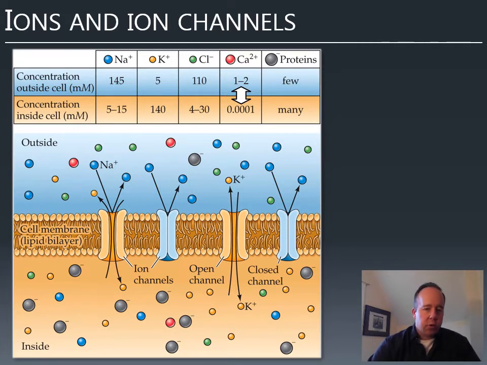And it's crucial to remember that sodium is highly concentrated outside, not so much inside. And potassium is highly concentrated inside, and not so much outside. So outside the neuron has a lot of sodium, inside the neuron has a lot of potassium. And just remember that.